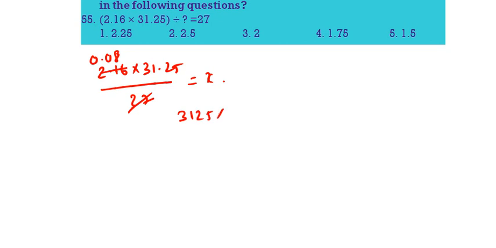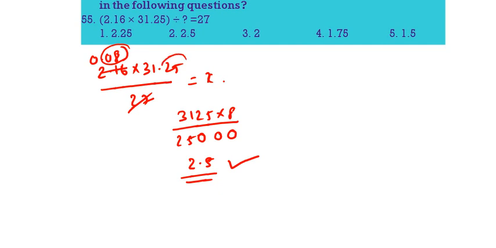55. 2.16 into 31.25 divided by 27 is equal to x. Now, do the calculation. Here 27 ones, 27 into 0.08. So, 3125 into 8, 8 5 is 40, 20, 10, 25. You should keep the point after 3 places. So, it is 4 places, it is 2.5. This is 2 places, this is 2 places. So, keep the point after 4 places, it is 2.5. 2.5 is the correct answer.